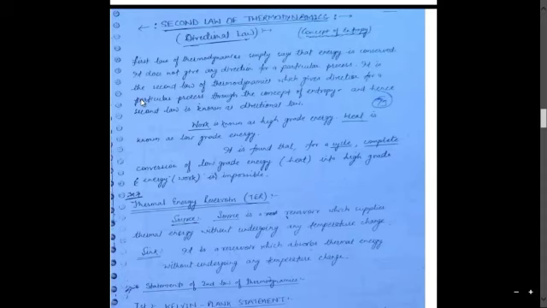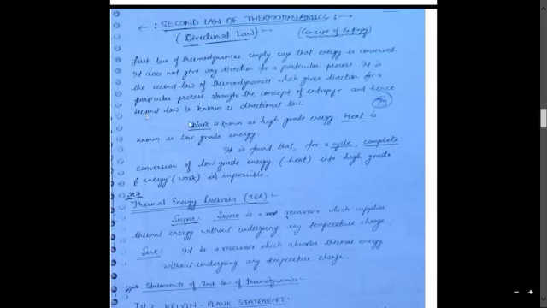Next point is that we are familiar with work and heat, because in the previous section we studied about work and heat, right? So what is the basic difference between work and heat? This is a very important question. Because whenever heat is supplied, work is done. Whenever work is done on the system, heat is rejected. This is what we have studied in first law of thermodynamics.